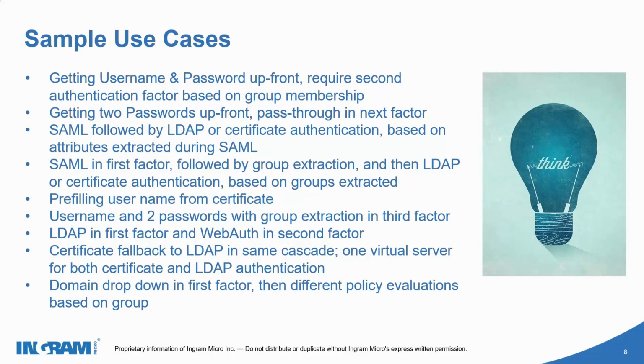So here are some sample use cases as to why you might use AAA. There's probably so many more. If you have good suggestions, feel free to comment below. But I'm going to highlight a few of these here. So the first one here is what I demonstrated in today's video. It's getting the username and password first, then requiring a second authentication factor based on group membership. In this case, I'm looking for a group membership called Citrix 1FA, and if a user is a part of that, they only have to enter their username and password and nothing else. Otherwise, they have to enter a secondary factor of authentication, in my case, a one-time password.